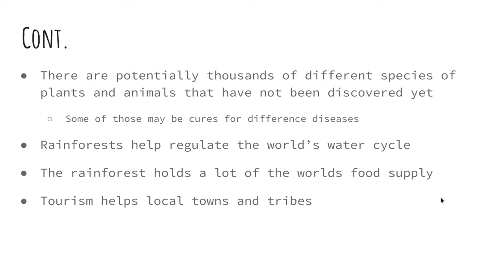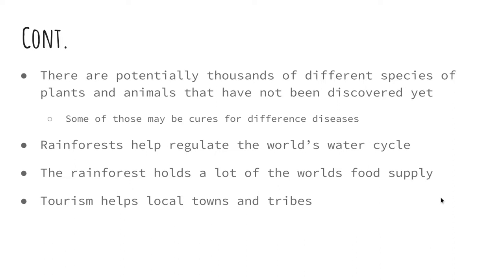Like I stated before, there are potentially thousands of different species of plants and animals that have not been discovered yet. And this includes that there may be different cures for different types of diseases with things that we can discover in the rainforest. Rainforests also help regulate the world's water cycle. More than half of the forest's water is held in the plants. Without this, the climate may become much more dry, which will lead to the extinction of different plants and trees.